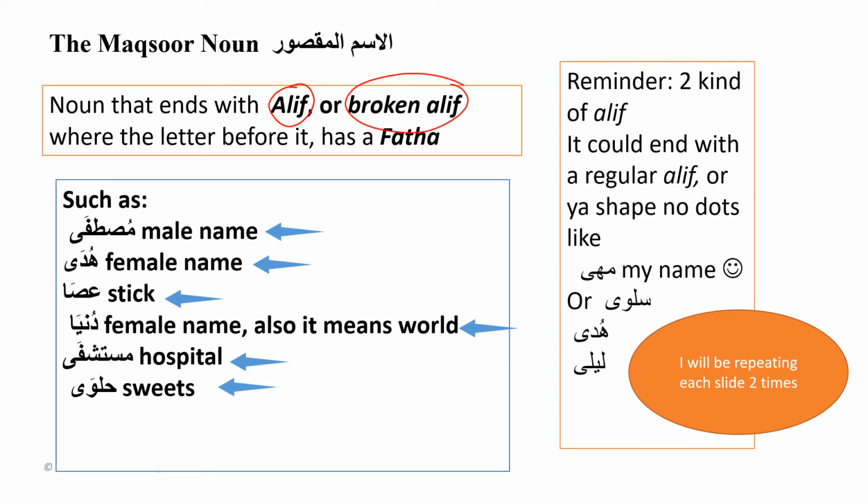So الاسم المقصور, noun that ends with ألف or broken ألف. Don't forget, we have learned these two shapes of ألف long time ago. ألف and broken ألف. But the key here, the letter before broken ألف or ألف has to have فتحة. That's the rule. So الاسم المقصور is the noun that ends with alif or broken alif. The letter before broken alif or alif has to take fatha. So we call it al-ism al-maqsur. Next.